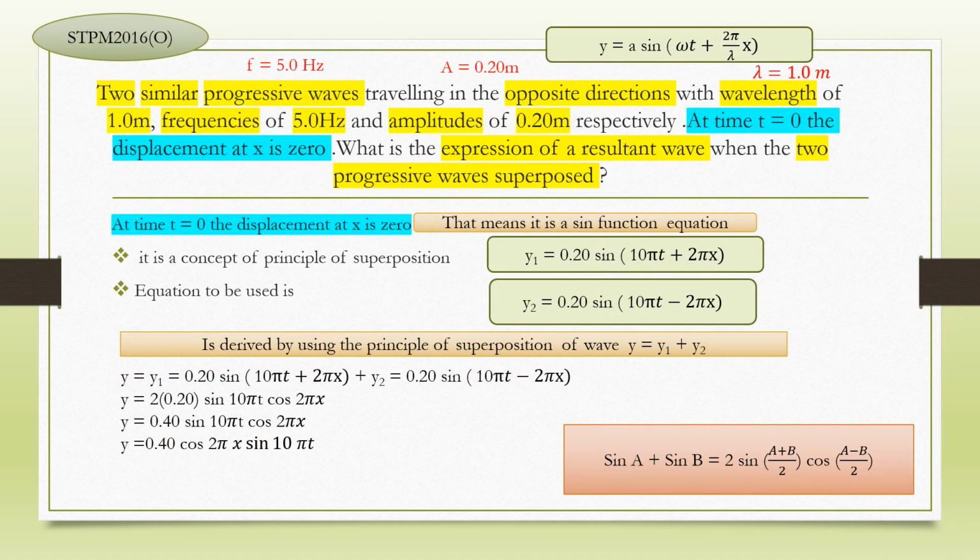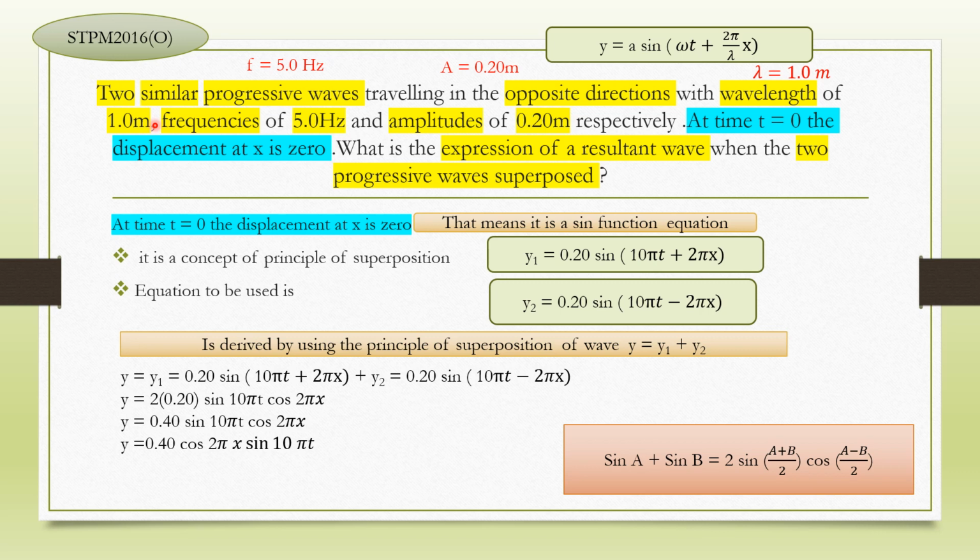Okay, now let's look back at this question which came out in the STPM 2016 objective questions. Okay, now it says here two similar progressive waves. We again have two progressive waves traveling in opposite directions, with wavelength lambda of 1.0, frequency of 5 hertz, amplitude of 0.2. At time t equals 0, the displacement at x is 0.